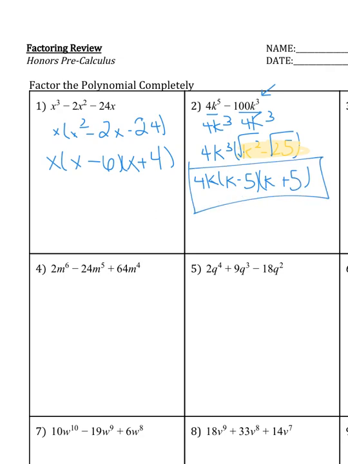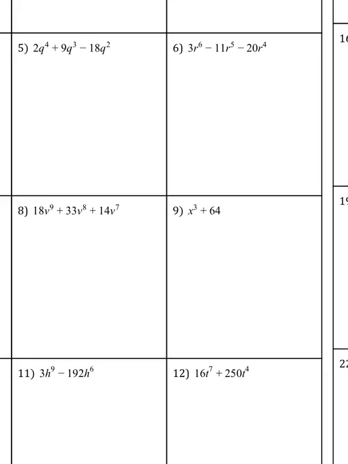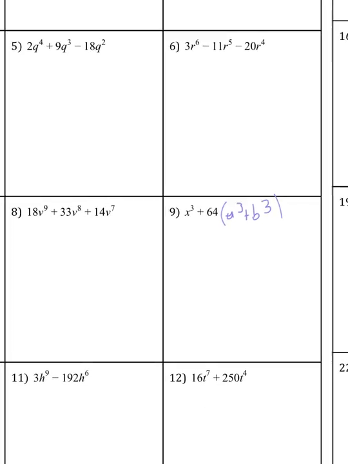The other example I will do for you is number 9. Over here. And if you remember this, this is our sum of cubes formula. And that is when you have a cubed plus b cubed, that factors to a plus b times a squared minus ab plus b squared.